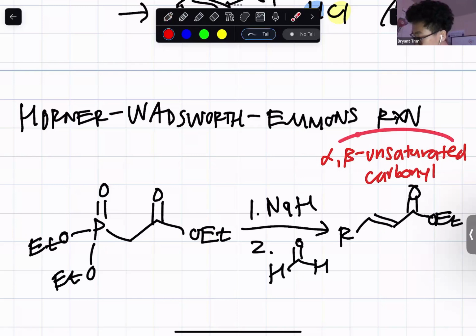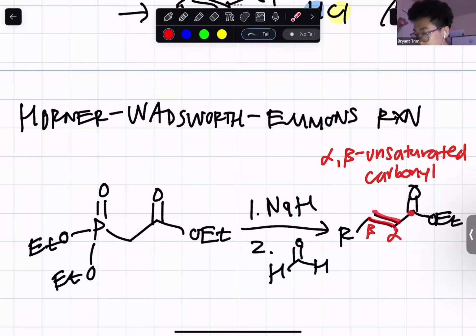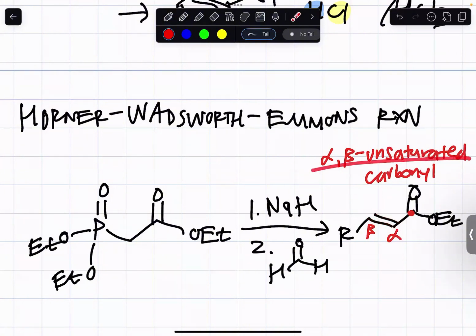The reason why the name is like this is because this is our carbonyl here, carbon double bond oxygen. This is the alpha carbon, that's the beta carbon. Between the alpha and beta carbon, there is a double bond, also known as an unsaturation. So that's why this is called an alpha beta unsaturated carbonyl. Alpha and beta to the carbonyl right there.